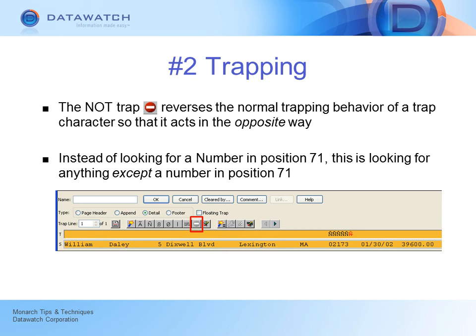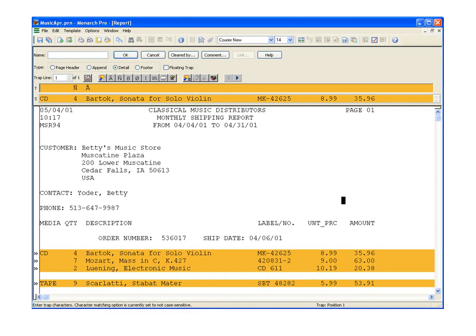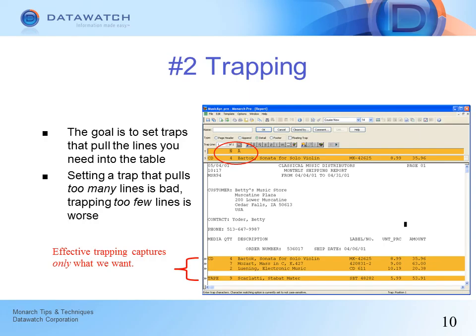The correct combination of traps is key to producing the results we want. You don't want to have too many, you don't want to have too few, you want to make sure they're in the right position. Here, all the detail rows are captured and nothing but the detail. The Bartok, Mozart, Looning lines there. Trapping is a skill that you will develop over time, and the more you do it, the easier it gets. It's really very logical.